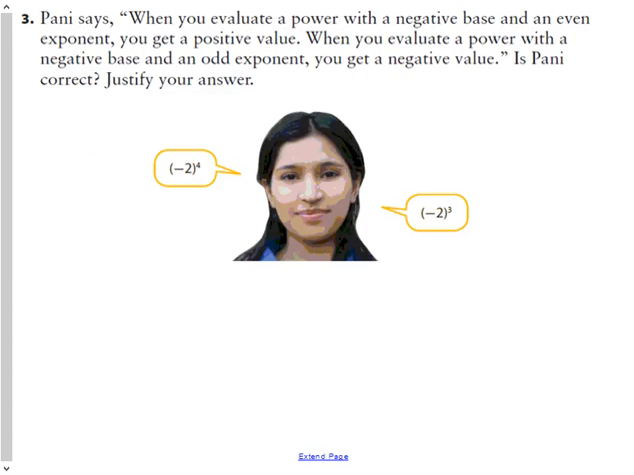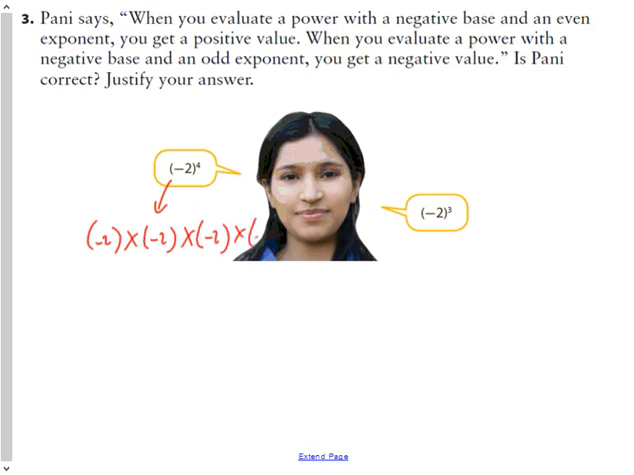In the second example, question number 3, Pani says when you evaluate a power with a negative base and with an even exponent, you get a positive value. But when you evaluate a power with a negative base and an odd exponent, you get a negative value. Is Pani correct? She is absolutely correct, because if we think about what this would look like in repeated multiplication, negative 2 is in brackets, which means it is the base, which means it is used in repeated multiplication.